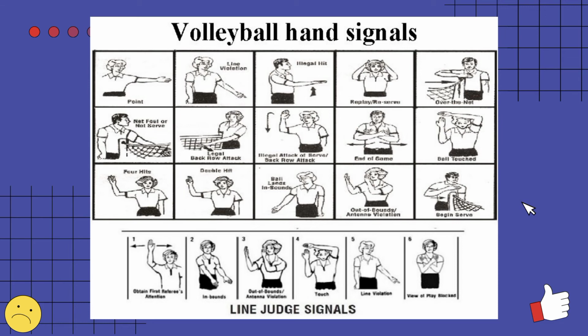ball touch, 4 hits, double hit, ball lane in bounds, out of bounds or antenna violation, begin serve. For line judge signals: in bounds, out of bounds or antenna violation, touch, line violation, and lastly, view of play blocked.